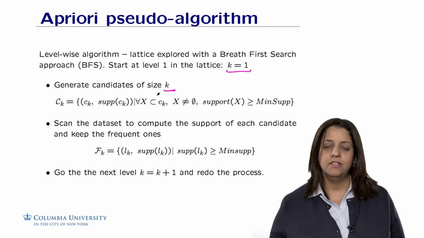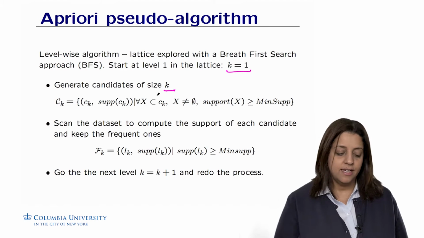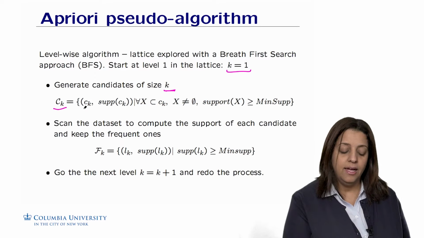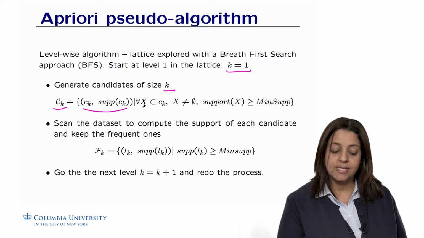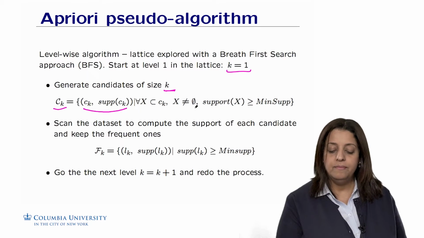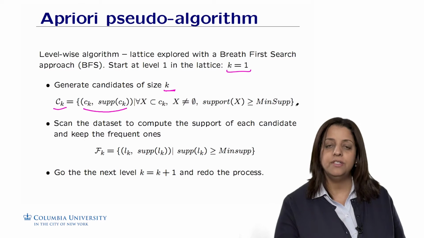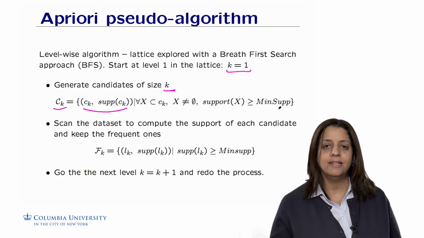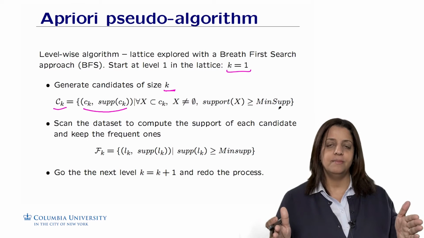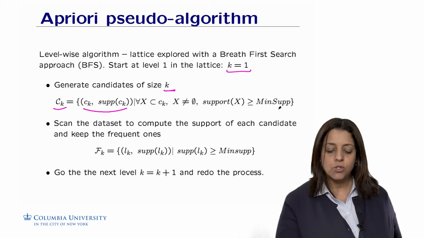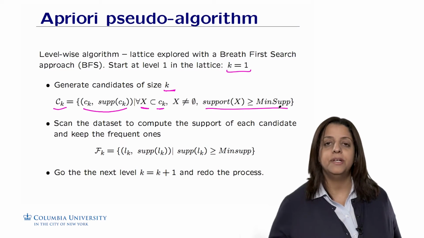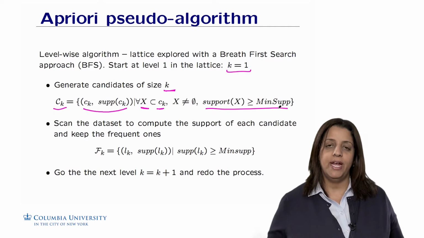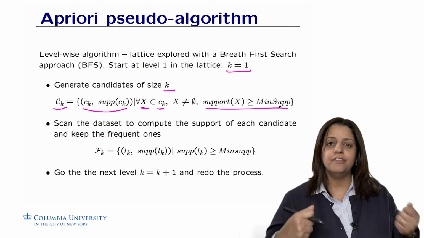Suppose we are starting with size 1, so we start by finding only the singleton items. The candidates will be a set of pairs, an itemset of size k, Ck, for which for all elements x included in Ck, which is not empty, the support of x is bigger or equal than the minimum support. Remember, the downward closure says that if you're trying to make a larger itemset, any subset of it should be frequent. So any x subset of Ck has a support necessarily bigger than the minimum support, which means that we create the candidates based on the smaller frequent itemsets.